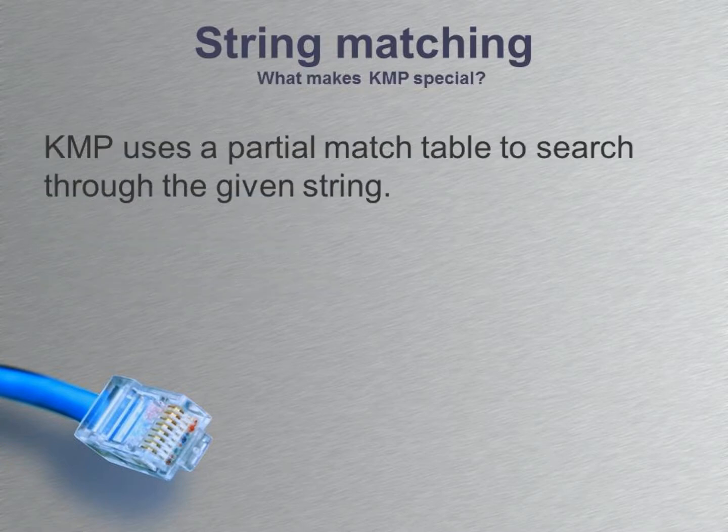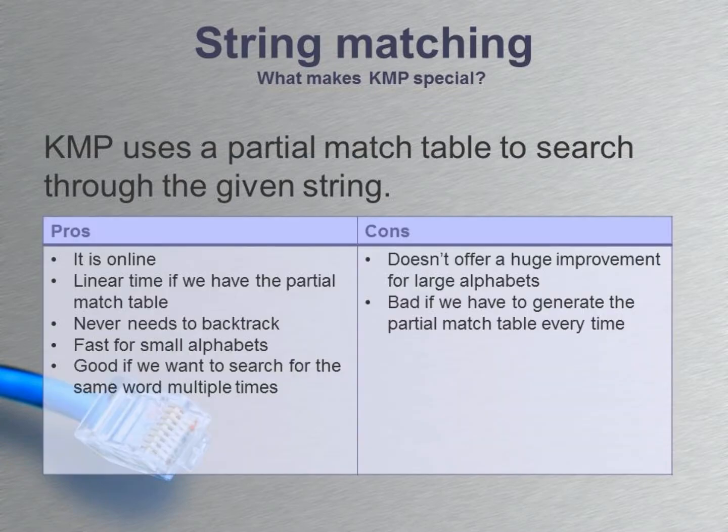KMP uses what is called a partial match table to efficiently solve the problem. Using this method means we don't have to backtrack. The pros of using this method are that the algorithm is online, meaning it can process the data piece by piece, and we can add more data whenever we want. It only takes linear time if we already have the partial match table.